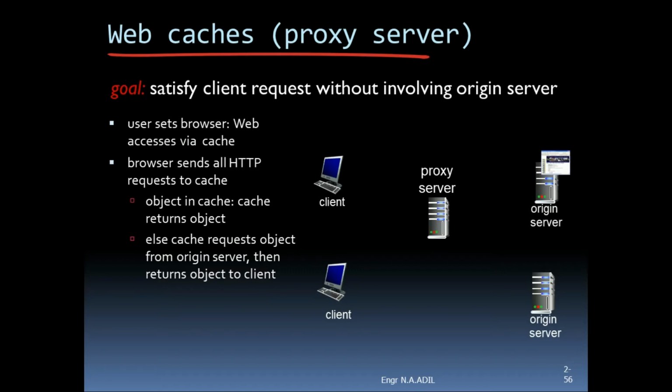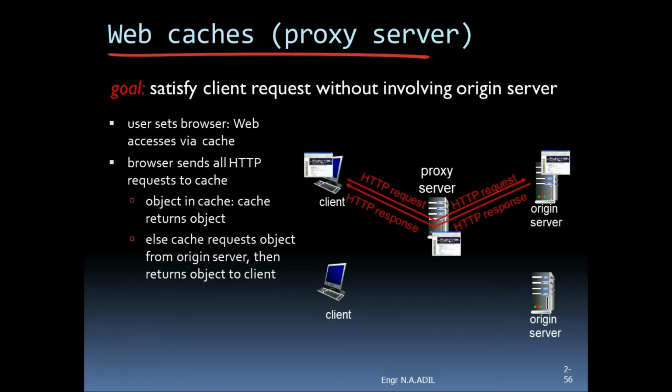The user sets the browser so that web access is via the cache. The browser sends all HTTP requests to the cache. The cache returns the object if it has it; else the cache requests the object from the origin server, then returns the object to the client. In the given example, the HTTP request goes to the proxy server, the proxy server requests the origin server, and then gives the response to the client. In the next phase, the client requests the proxy server and gets the response instead of requesting the origin server.